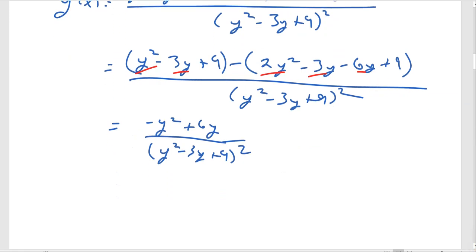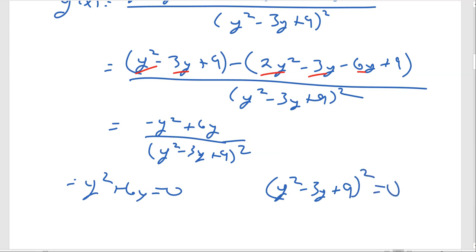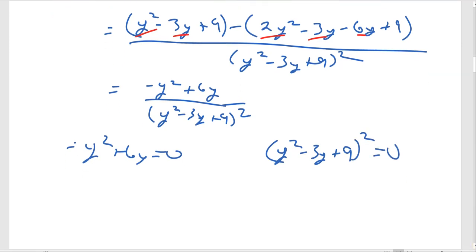Okay, so I need to know where this is 0 and where this is undefined. When a fraction is equal to 0, the numerator is equal to 0. So we need to solve this. And then also, where it's undefined is when the denominator is equal to 0. So we actually have to solve that one as well. Okay. So I can factor this and say, let's factor out a y, that's negative y plus 6 equals 0. So in this case, either y equals 0, or the other factor is equal to 6.